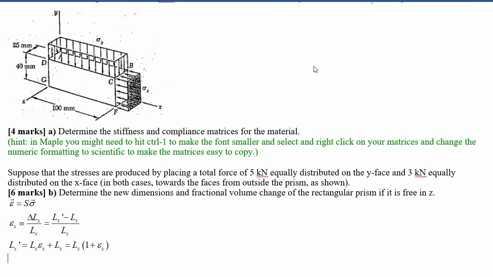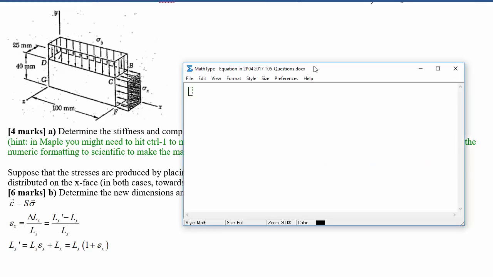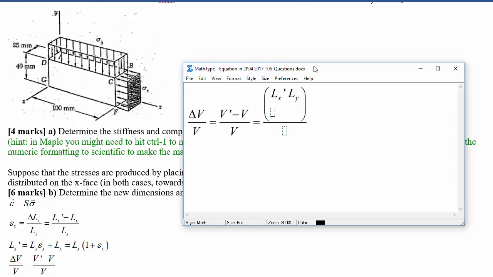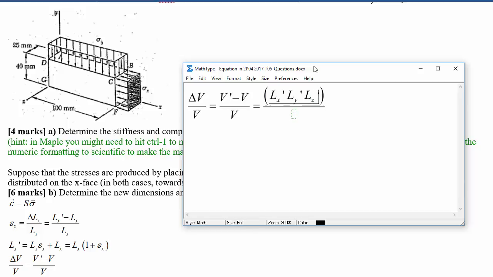Then the fractional volume change would be the delta V over the original V. And the delta V would be the change in volume. And this we have to be a little bit careful about. This is the final volume minus the original volume over the original volume. And the final volume would be the final length in x times the final length in y times the final length in z minus the original one.